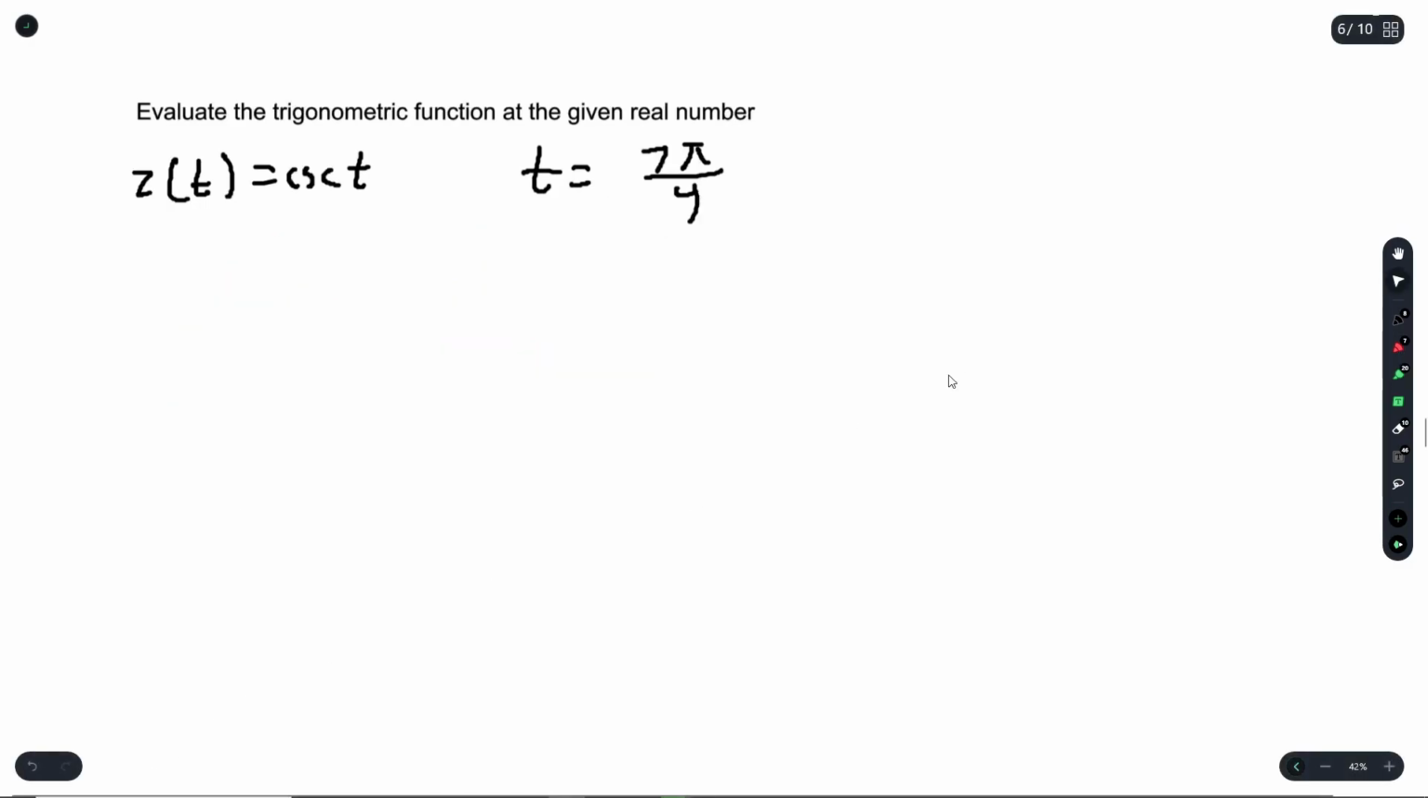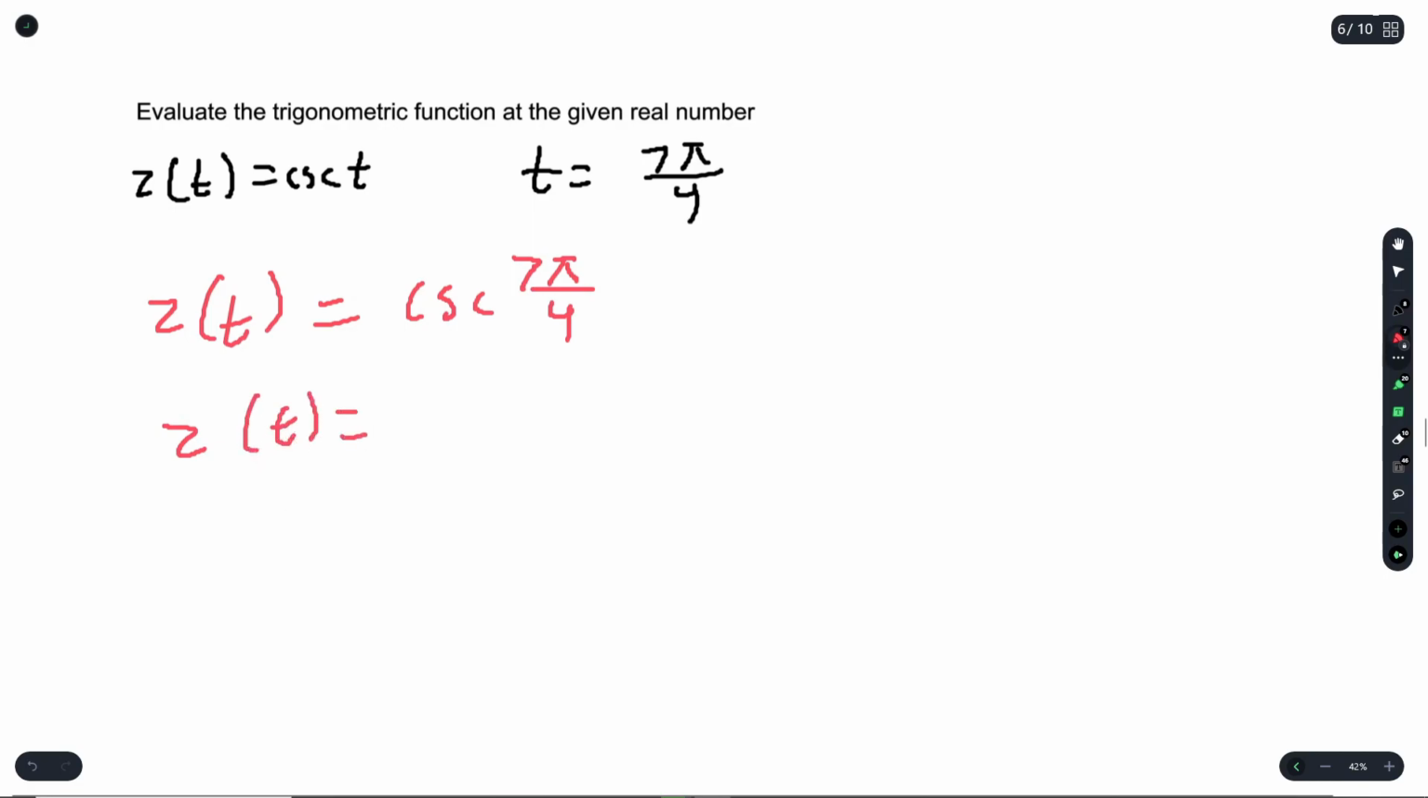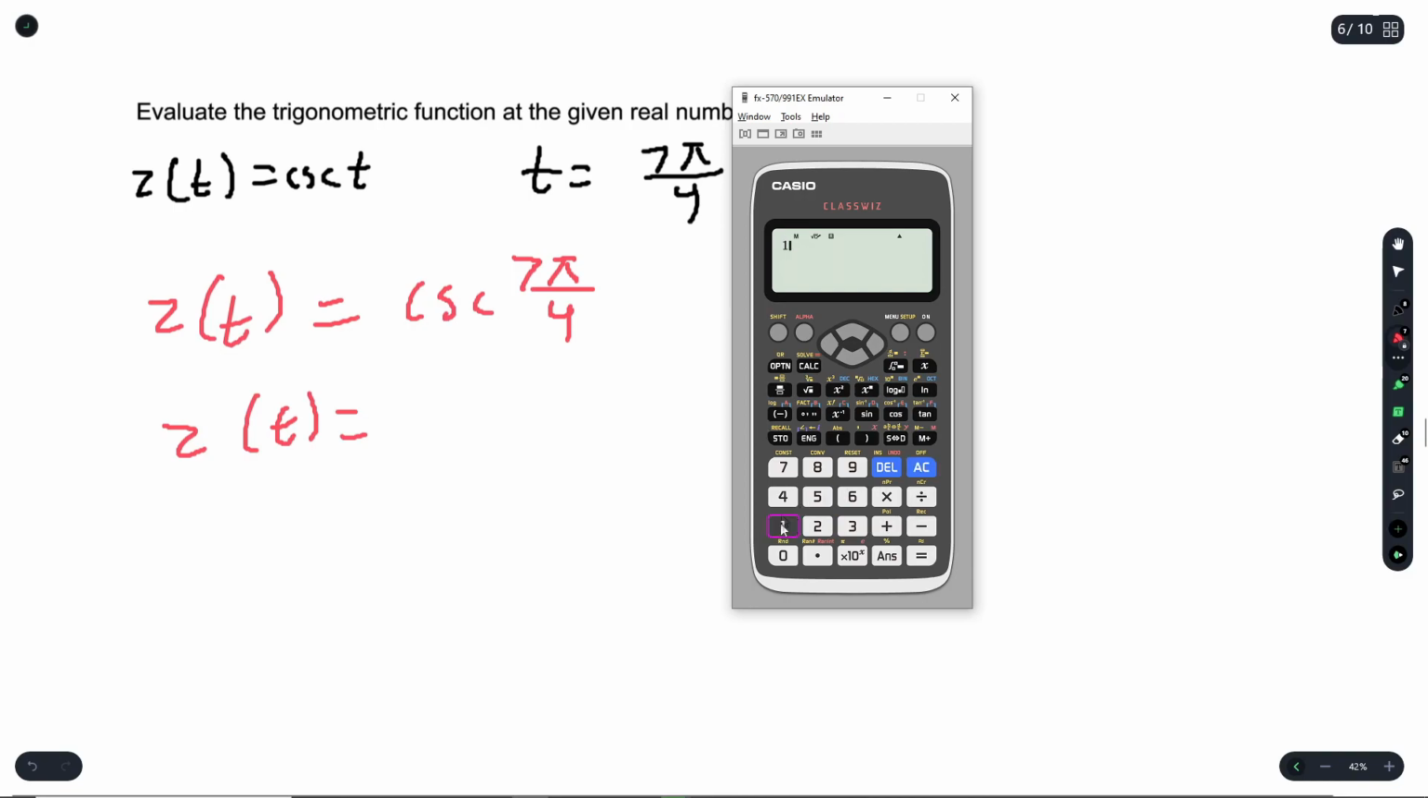Okay, let's do another one. Evaluate the trigonometric function at the given real number. So we just substitute, so z of t equals cosecant 7 pi over 4. So z of t is equal to, since it's a reciprocal function, we do 1 over the reciprocal function. 1 over sine 7 pi over 4. That's negative radical 2.